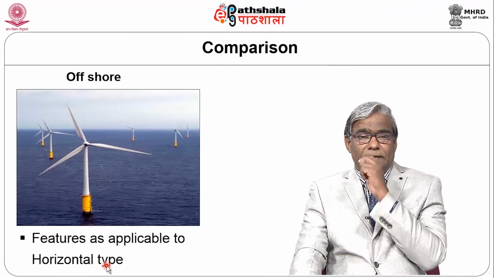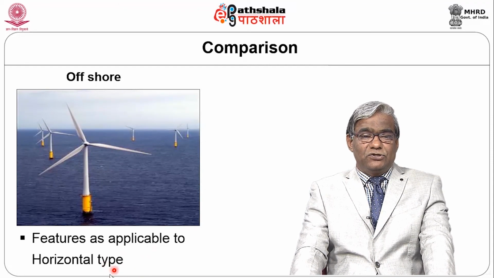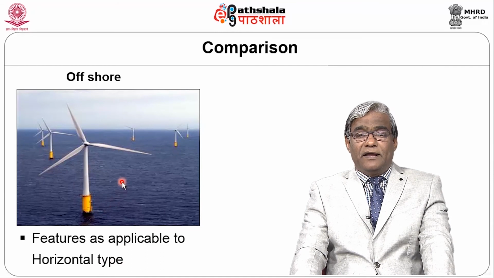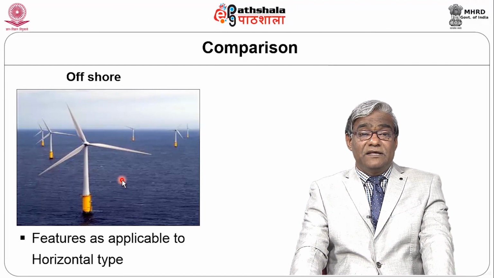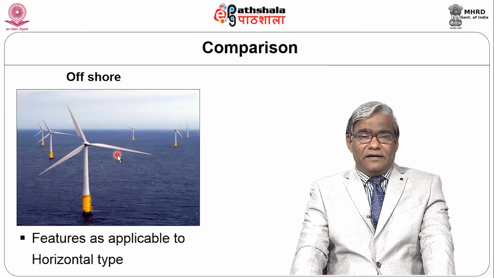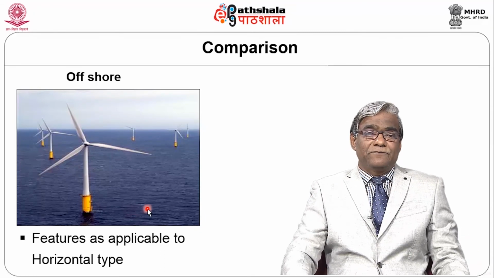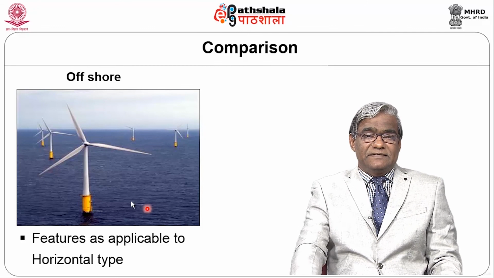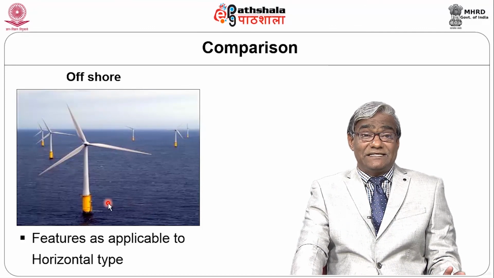And here are the offshore features as applicable to the horizontal type. It is situated offshore, and it receives very good wind velocity because there are no obstructions, no trees, no buildings across, and it is exposed to open air. It receives very high wind velocity, and it is situated in the sea, that is called offshore. Of course, the sea level is shallow, particularly the Mediterranean Sea. A lot of European countries have installed their wind turbines in the sea, that is offshore, and again it is a horizontal axis wind turbine.